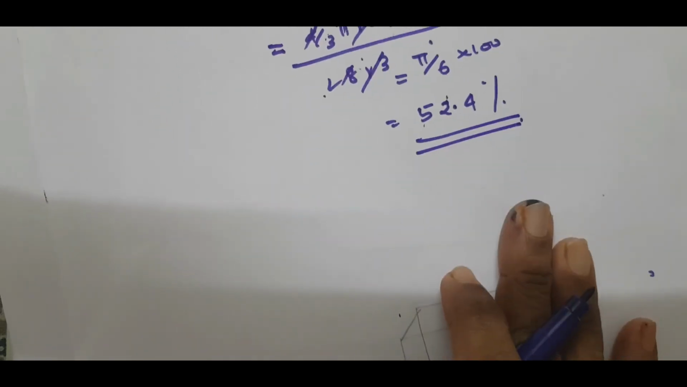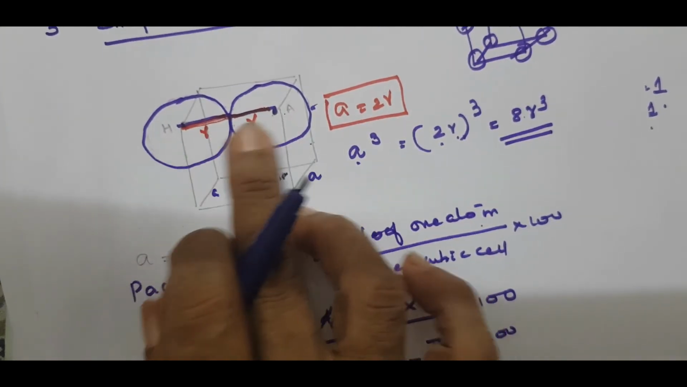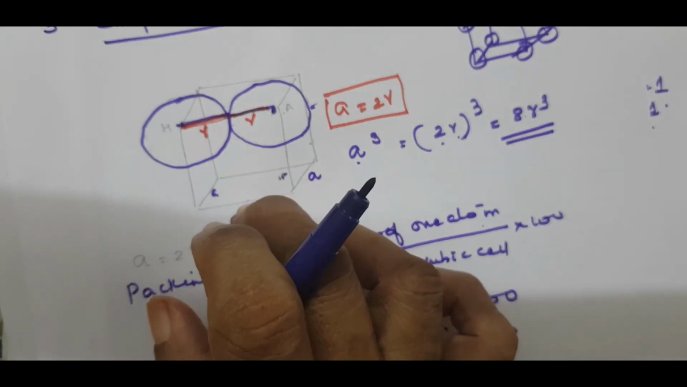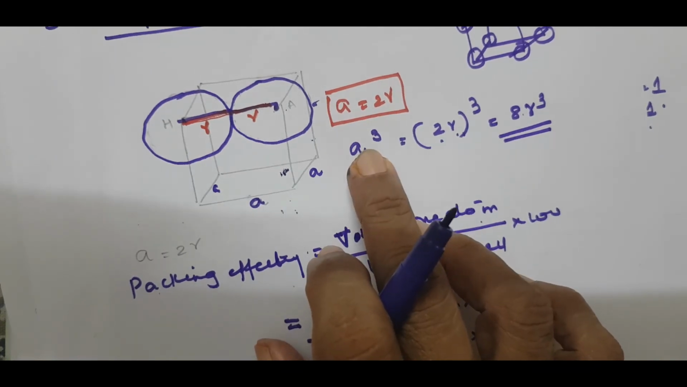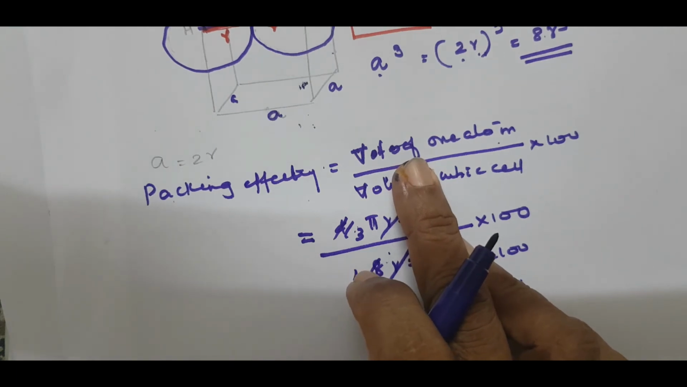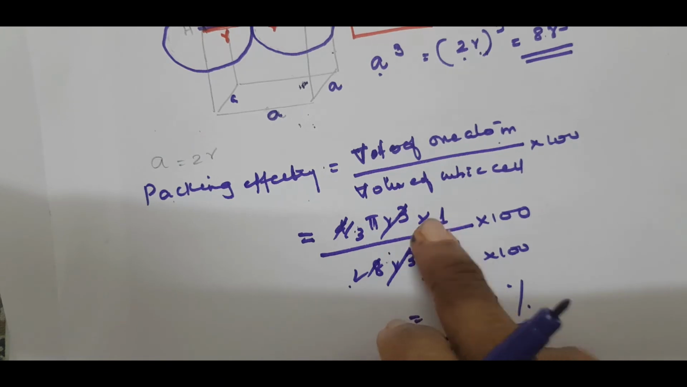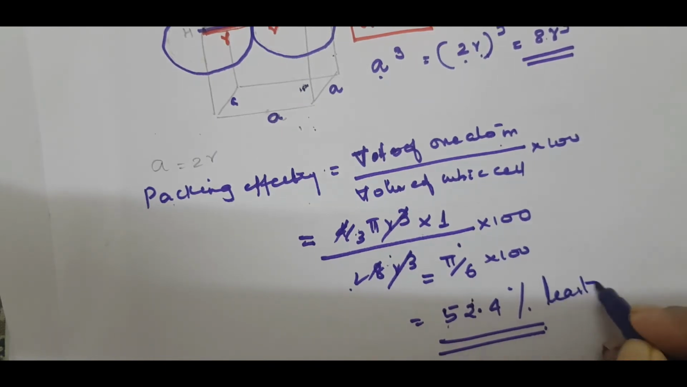So if you sum up, this is very simple. You have to take only the two atoms and directly you get A as 2R from this. You don't go for any triangle. Once you get A, you know the volume is A cube. And in a simple cube, how many atoms are there? Only one atom. So 4 by 3 pi r cube into 1 by A cube, which is 8R cube, into 100. So that will become 52%. So the least is the simple cubic.